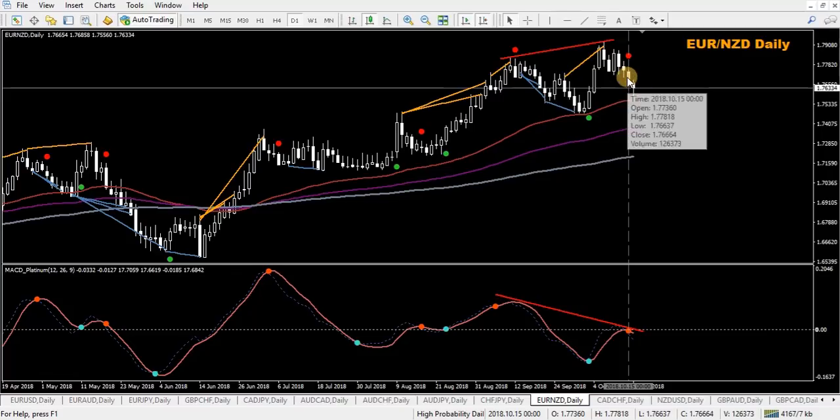Euro New Zealand. There was a sell signal on that this morning. Didn't take it. It's just too close to this 50 EMA, too close to EMAs.